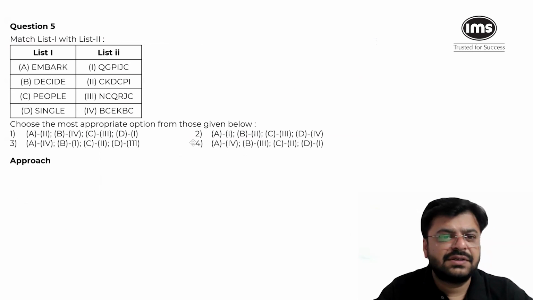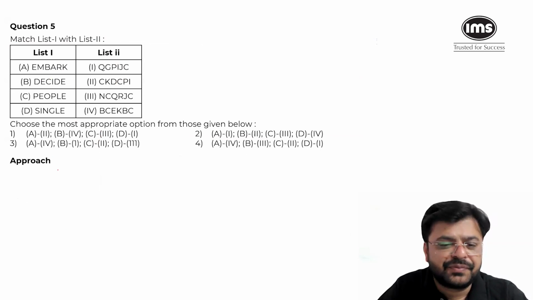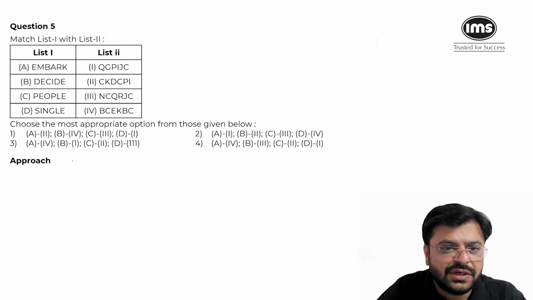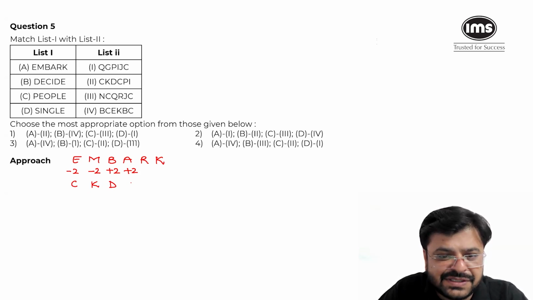Here we're given two lists. In list 1, we are given some words. In list 2, we are given the codes for those words, and we need to match the lists. So what they're doing with all the words, for example, the first word here is embark. The first two letters we will get by -2, -2. So it will be C. M -2 will get K. The next two we will get by +2, +2. So it will be C, D, A, B, C.